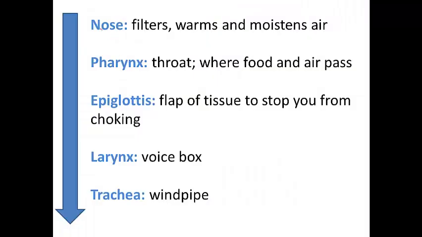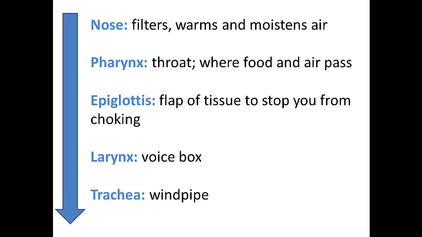Here we have the parts in order. The first part is the nose. The job of the nose is to filter, warm, and moisten the air that's coming in. It's better to breathe through your nose than your mouth because your mouth cannot filter the air like your nose can with the tiny little hairs that are in your nose.